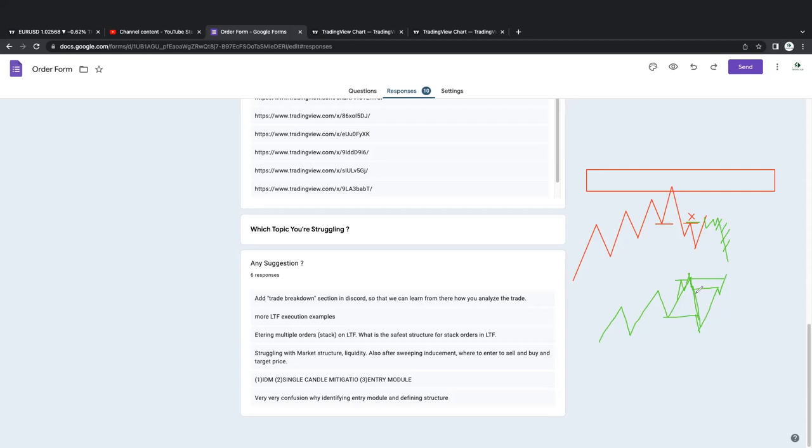Okay, so this one is clear to you. And the next thing is, there is a lot of confusion when identifying entry models and identifying structure. Actually, some things take some time to understand. For example, identifying the structure takes a little bit of time. You have to wait for the first internal high or low to be taken out, then you can actually identify the high or low. Keep practicing on your live chart, real chart, and backtest on previous data. Then you can get a better idea.